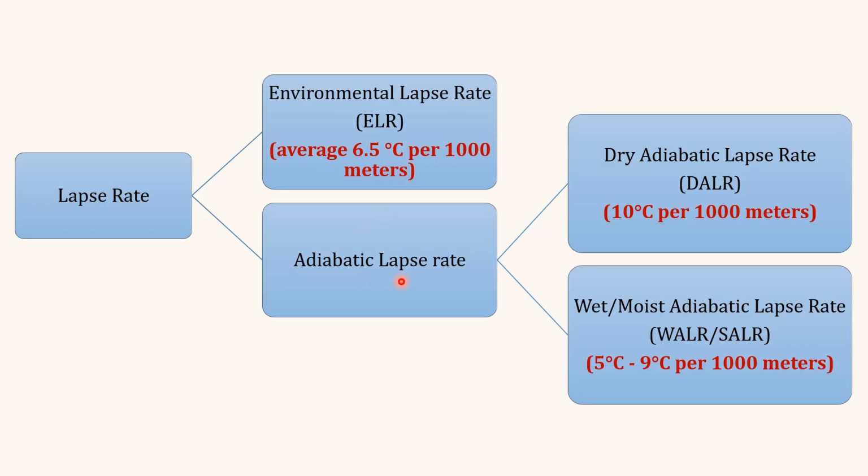And the adiabatic lapse rate is the rate of change in the temperature of an air parcel as it moves vertically in the atmosphere, and the value of the dry adiabatic lapse rate is 10 degrees Celsius per 1000 meter for an unsaturated air parcel. Its value can be in between 5 degrees Celsius to 9 degrees Celsius per 1000 meter for the saturated air parcel, and it is referred to as the wet or the moist adiabatic lapse rate. So let us see the question based on the lapse rate.